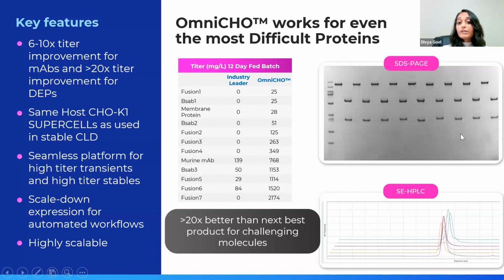Similarly, we have profiled the product quality of various different types of therapeutic antibodies in both the SDS-PAGE and size exclusion HPLC data set here, and we can see that overall product quality looks incredibly clean after just a single protein A purification step.